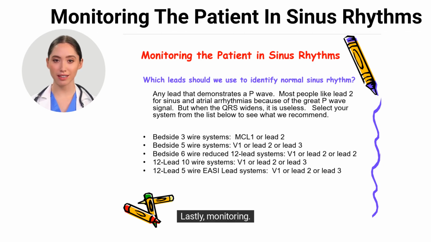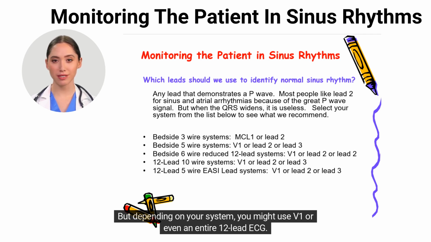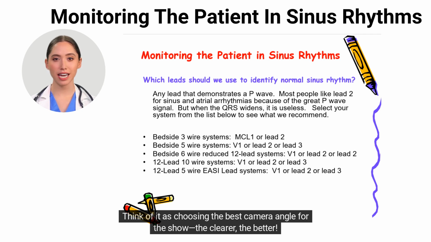Lastly, monitoring. Lead 2 is the crowd favorite for sinus rhythms because of its clear P waves. But depending on your system, you might use V1 or even an entire 12-lead ECG. Think of it as choosing the best camera angle for the show. The clearer, the better.